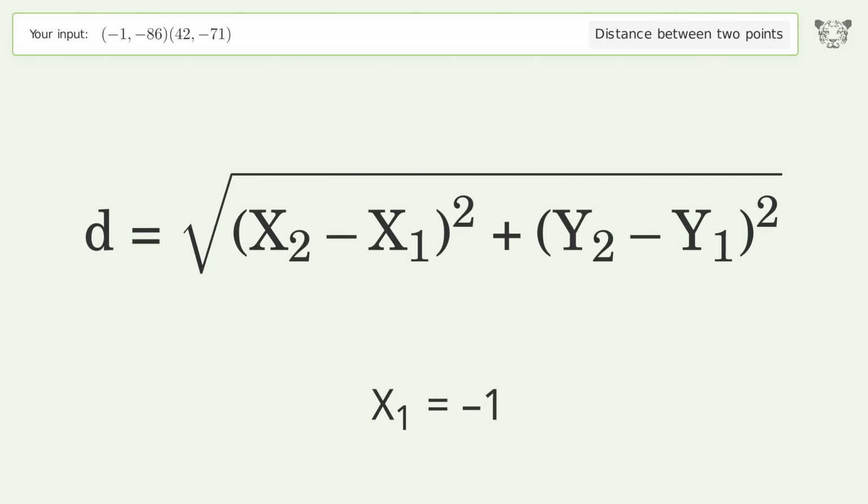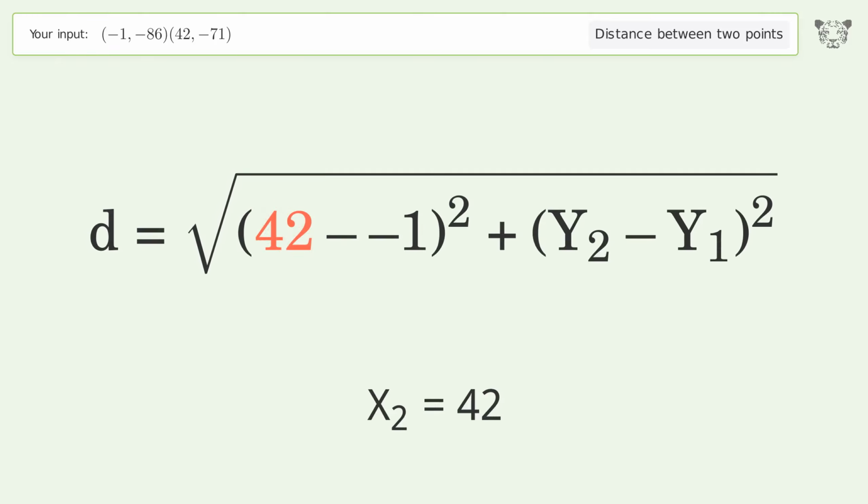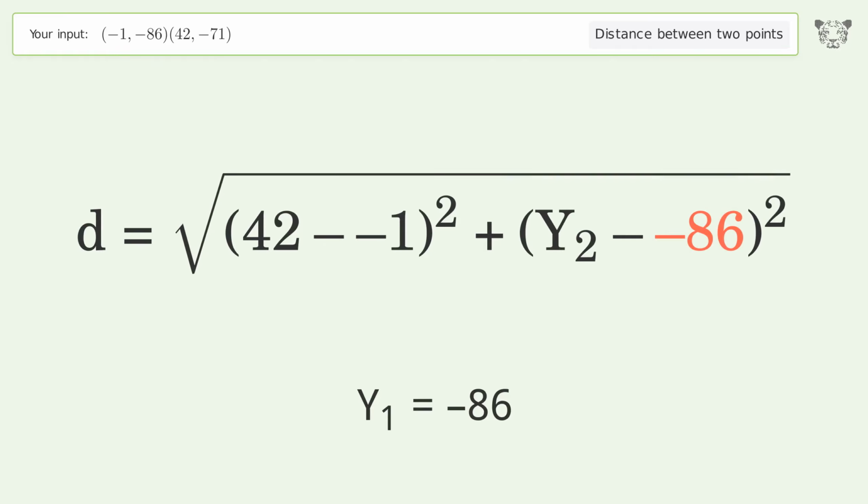x1 equals -1. x2 equals 42. y1 equals -86. y2 equals -71.